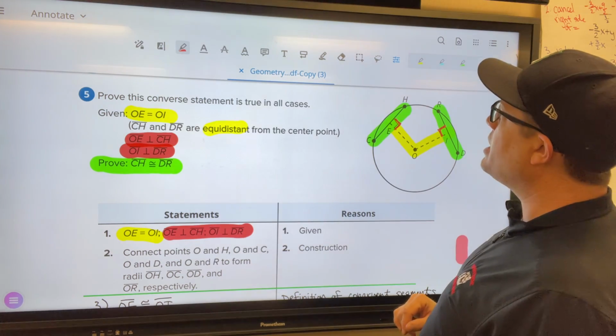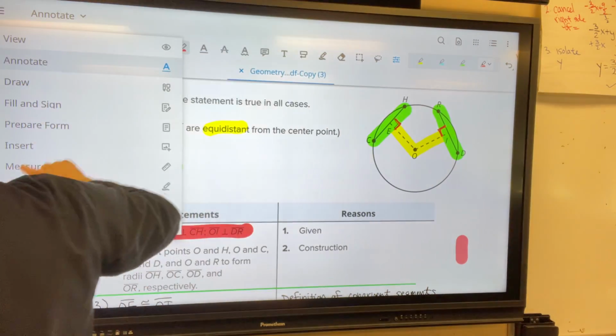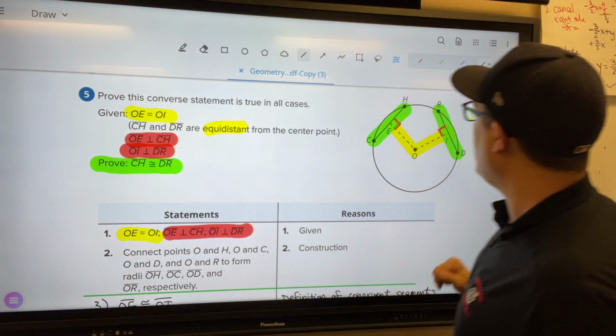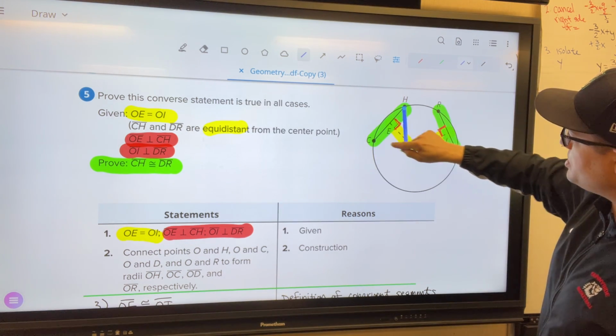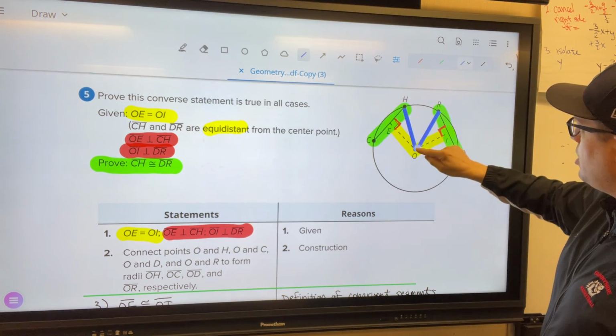So let's connect, we'll use the draw tool. Let's connect with blue. OH, OC, come on now. This is the way I'll do it.